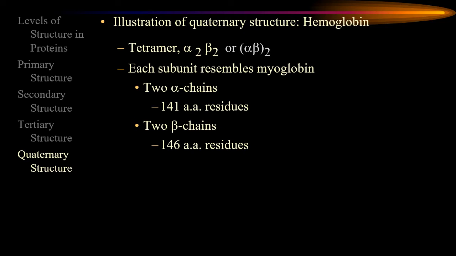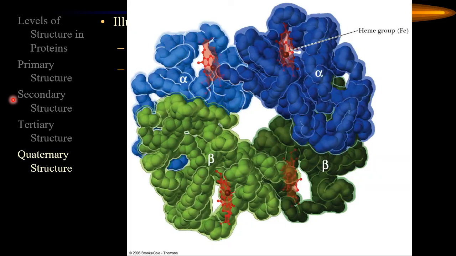Each of the subunits in hemoglobin resembles myoglobin. So everything we talked about for myoglobin will apply to the alpha subunit, and it will also apply to the beta subunit with some minor differences. The alpha chains are only made up of 141 amino acid residues, whereas the two beta chains are made up of 146 amino acid residues. Again, in contrast, myoglobin is made up of 153 amino acid residues.